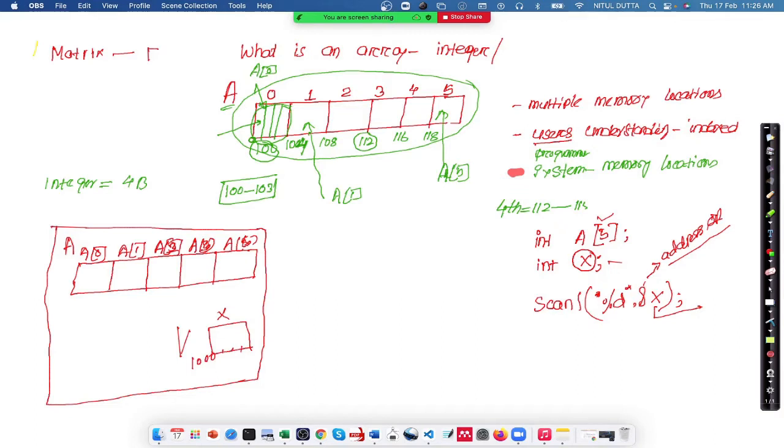Now, since I am writing scanf %d ampersand x, the compiler will go to the address of x. Here the address of x is 1000. And in location 1000, the computer will put the number typed from the keyboard. Suppose 70 is stored here. So it means that 70 will be stored in the location of x. This is the identifier for the programmer, and this is the identifier for the system.